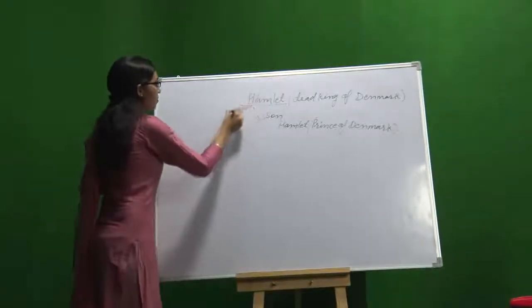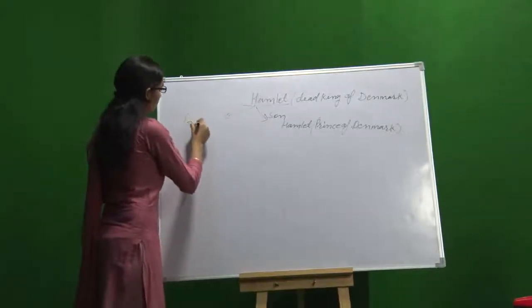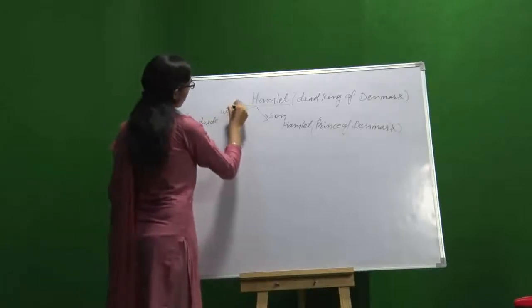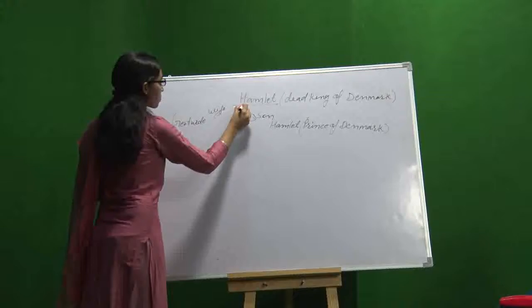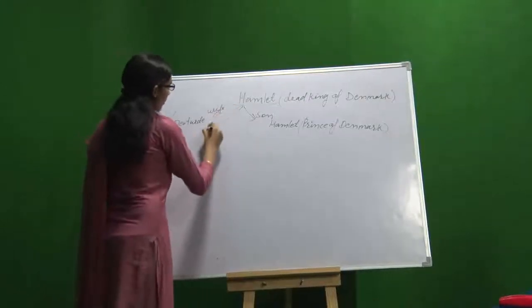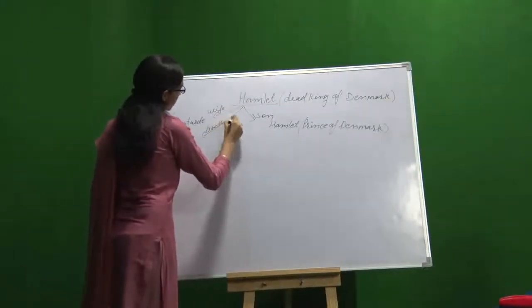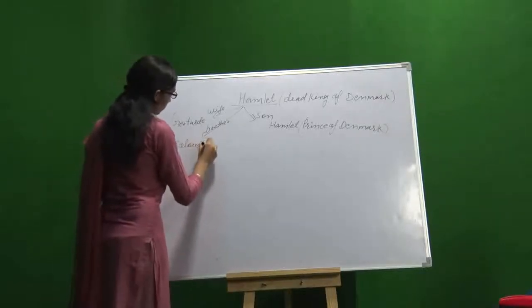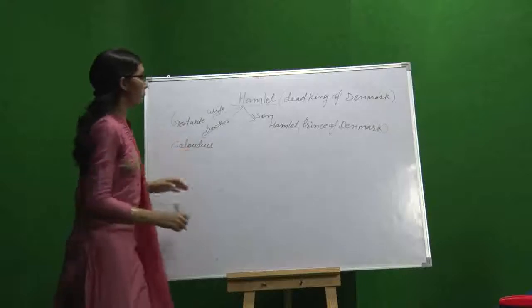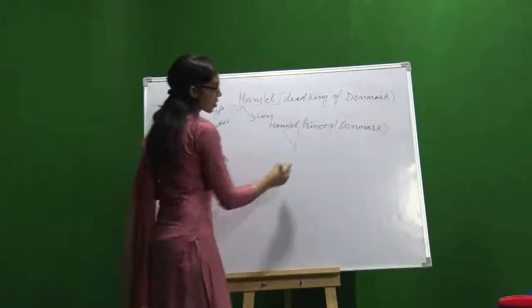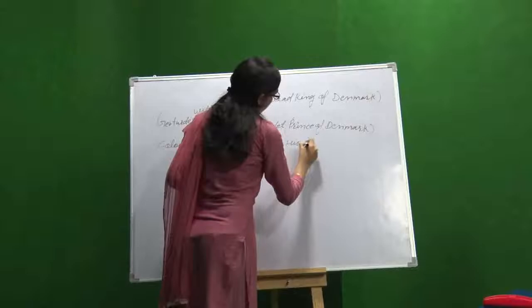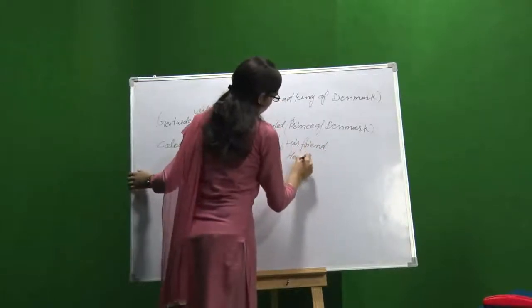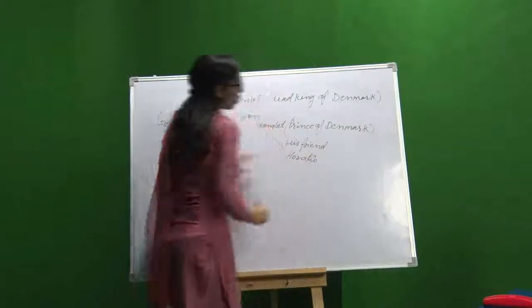Dead king's wife, Gertrude. His brother, Claudius. Hamlet's friend, Horatio.